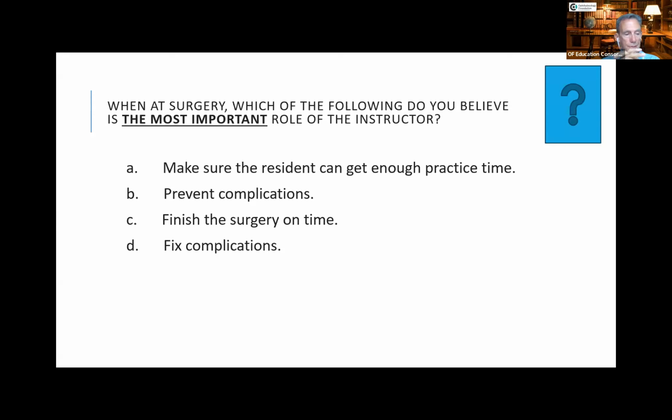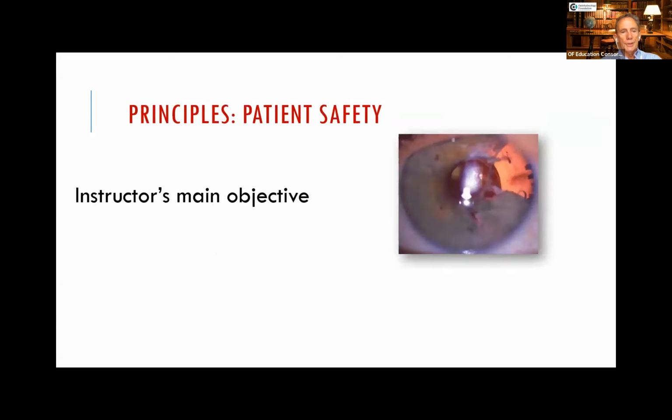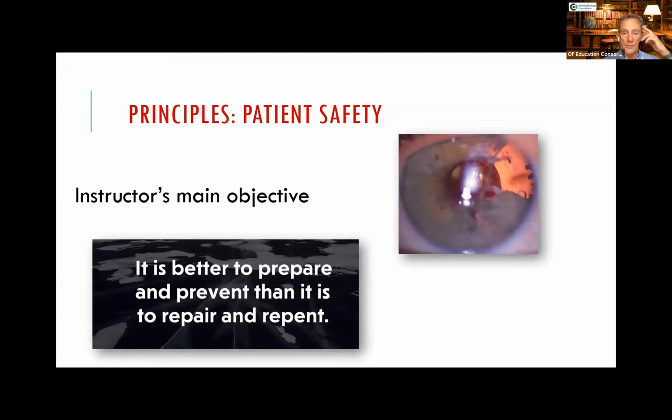So this was a tricky question because really all of these are things the trainer should take care of. But I agree that the main one is prevent complications. So the instructor's main objective is to prevent complication. This is protecting the safety of the patient. And as it is said, it is better to prepare and prevent than it is to repair and repent.